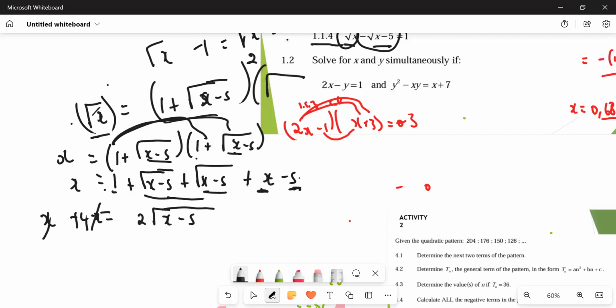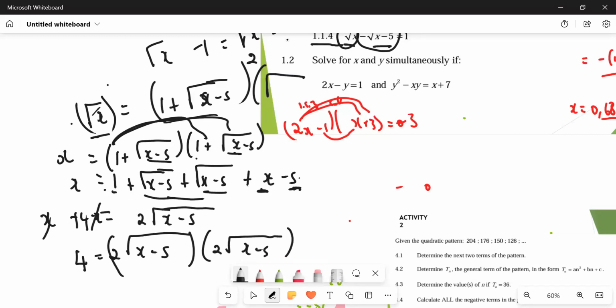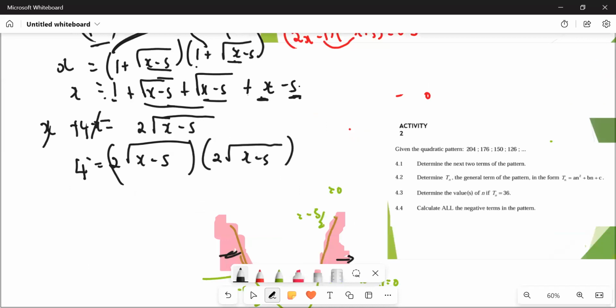And then you can see the x and the x are going to divide each other out. And then what are we left with? You are left with 4, which is going to be 2x minus 5. I want to remove this root. How would I remove the root? I'm going to square both sides. If I square both sides, it means that I'm repeating the bracket 2 times, 2x minus 5, like this. And then whatever I do on the left-hand side, I'm also going to do it on the right-hand side.